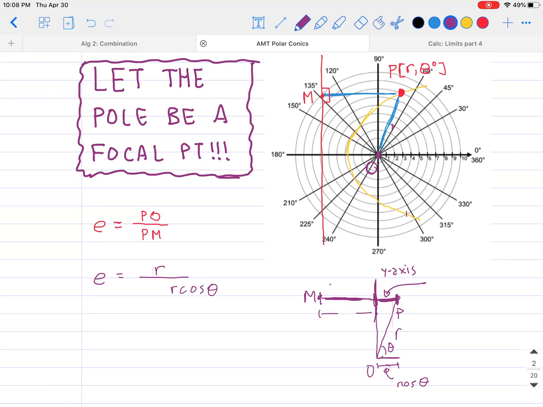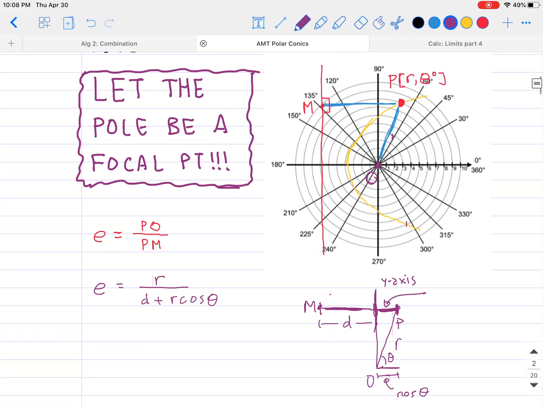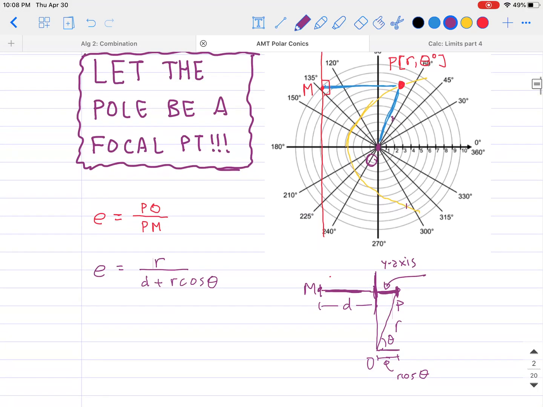Now, as for the other piece over here, we don't know what that is, so we'll give it some value and call it D for the time being. So PM is going to be some distance D, which is the distance from the origin to the directrix, plus R cosine theta. So there is our general equation of a conic.